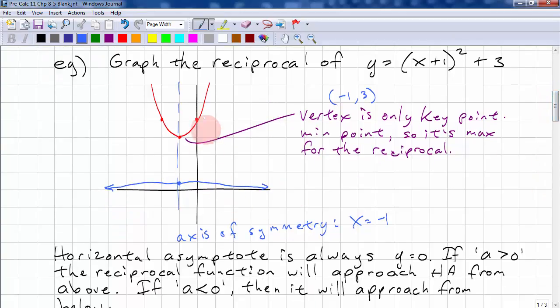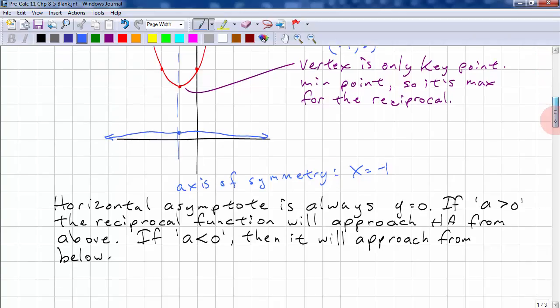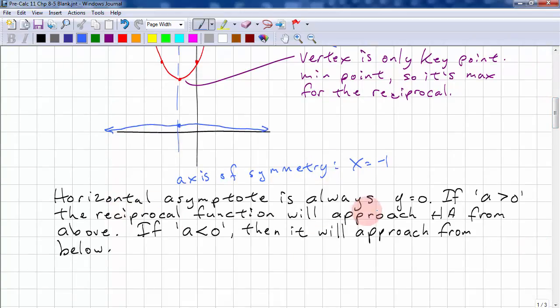Okay, so the axis of symmetry for the quadratic is also the axis of symmetry for the reciprocal. And just to note, the horizontal asymptote is always going to be y equals 0 for a quadratic. If a is greater than 0, we're going to be approaching the horizontal asymptote from above. If a is less than 0, then we're going to be approaching the horizontal asymptote from below.